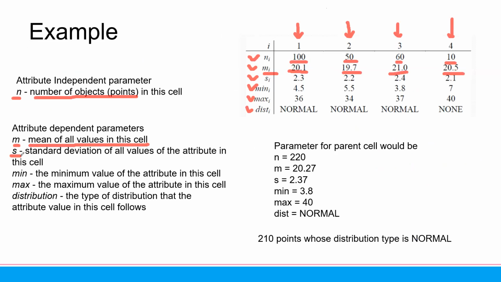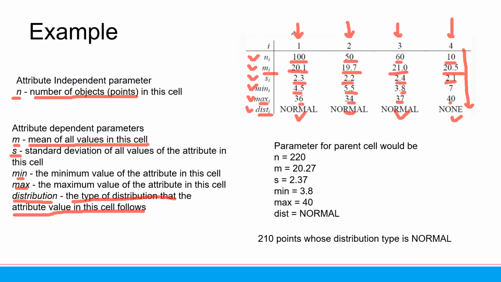S is the standard deviation. Min is the minimum value, and max is the maximum value. And we can also look at the distribution. The distribution is the type of distribution that the attribute value in the cell follows. If we check with a statistical test, then it follows the normal distribution. But in this data, no, there is no particular distribution. This is just an example from one data set.